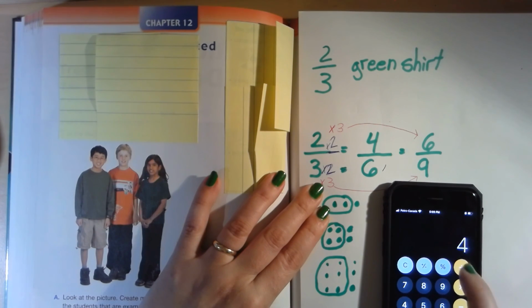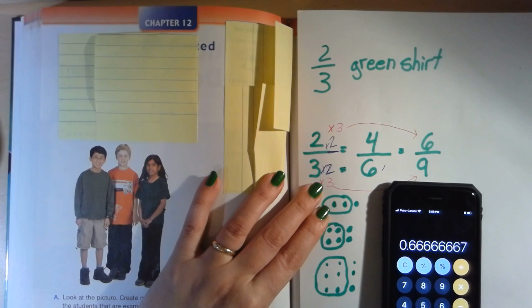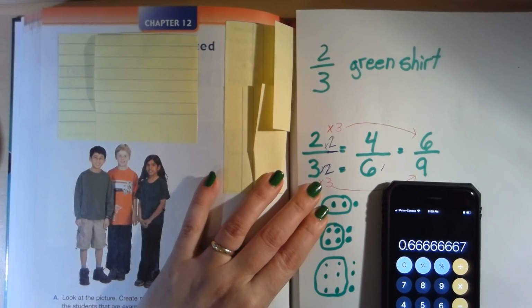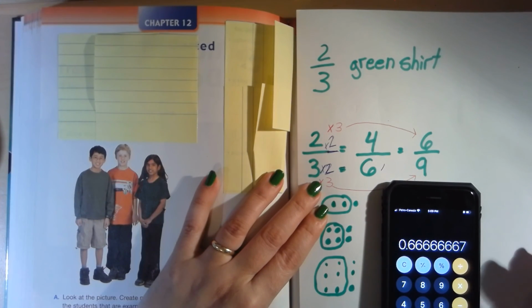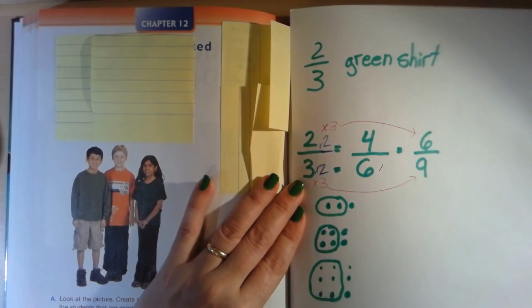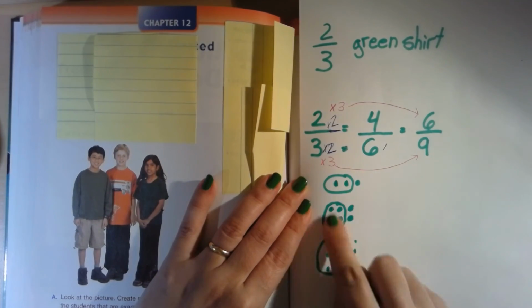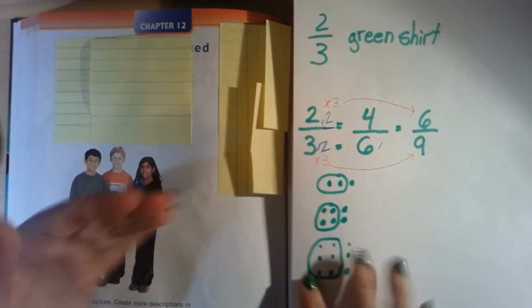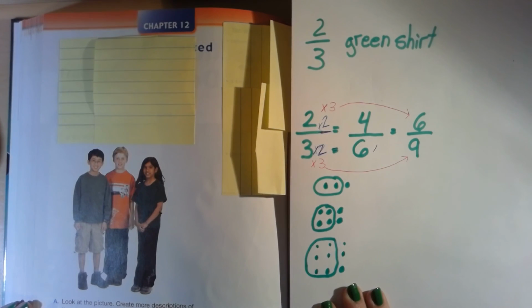4 divided by 6. Same number. And then we look at 6 divided by 9. It's the same number. You can round it, it would be 67 hundredths. That is a very cool way to check your work, to make sure that your numbers, your fractions, are equivalent. They equal the same value. You can use numbers, you can use dots, just as long as the value is the same.